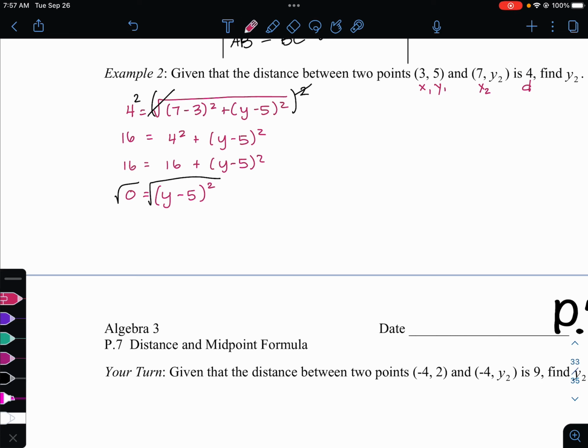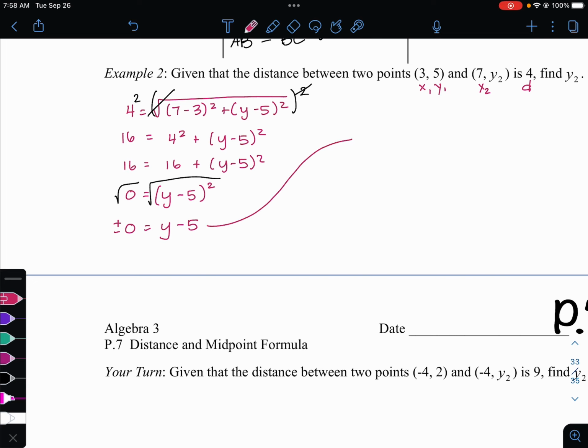And this is where what I'm going to write down is going to look sort of silly, but I need you to remember to do it, especially for the other problems. When we take the square root of a number, we get a positive and negative answer. In this case, it looks silly because 0 is neither positive nor negative. I'm going to get the same answer.